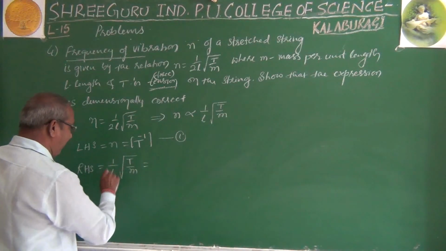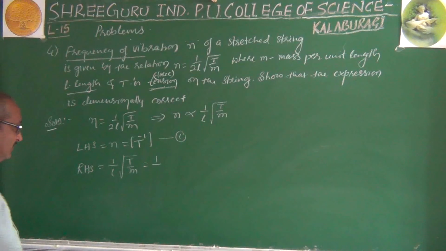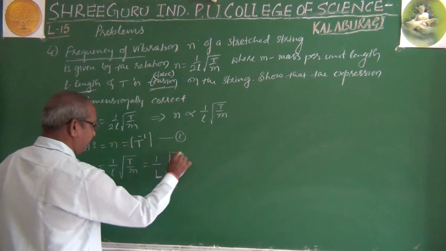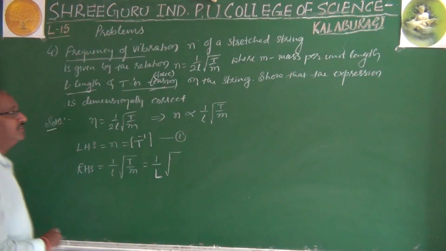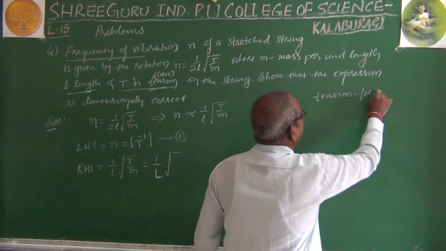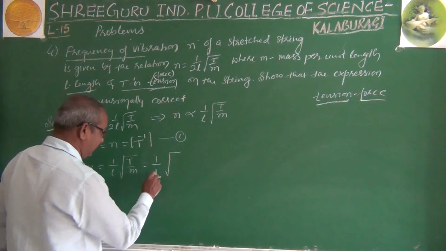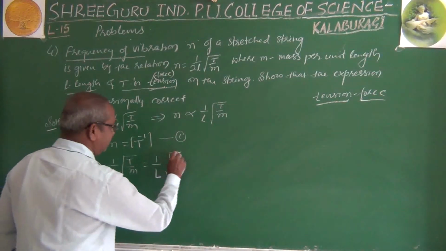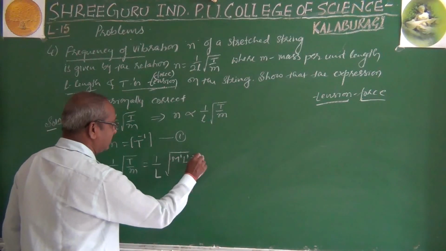Now here this L is nothing but length, and the length dimension, as you know, is L. In 1 by L root of T, this T is tension. Tension itself is force; tension and force both are the same. So here we have to write the dimension of force itself in place of T. The dimension of force is M raised to 1, L raised to 1, T raised to minus 2.